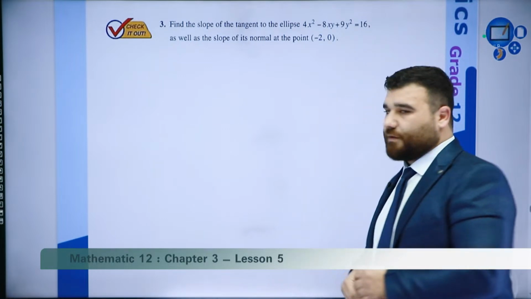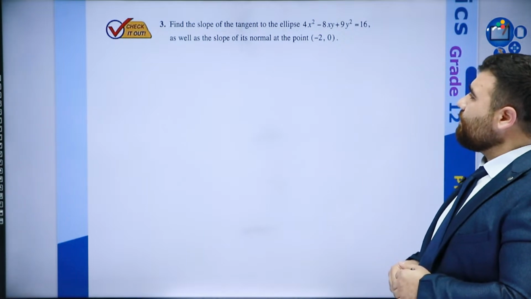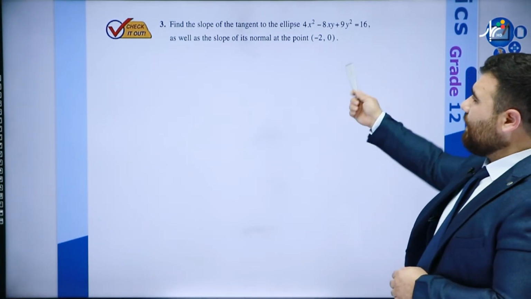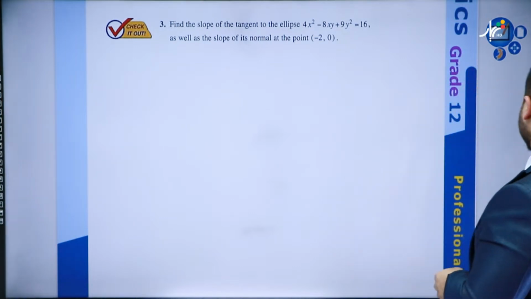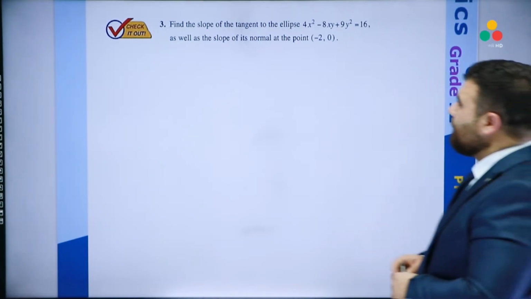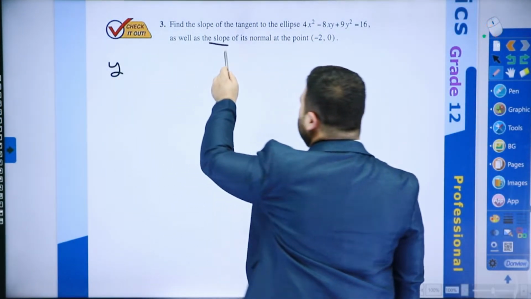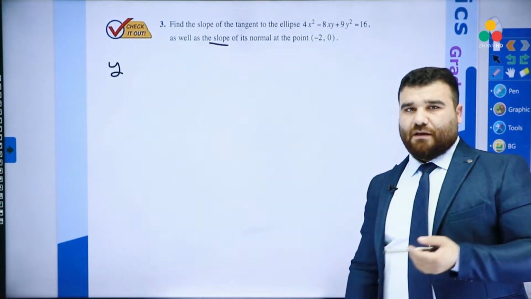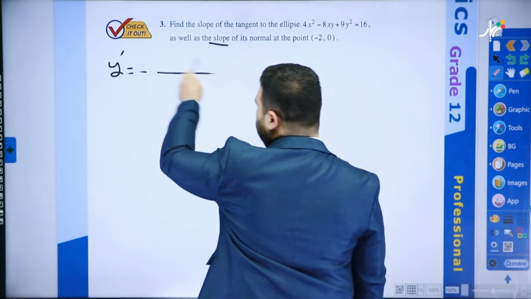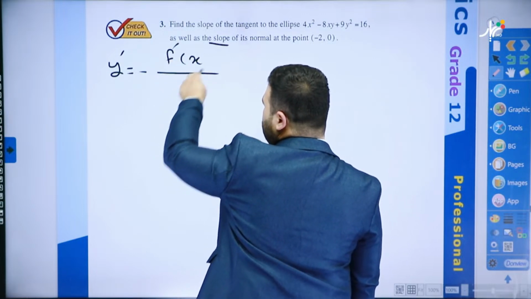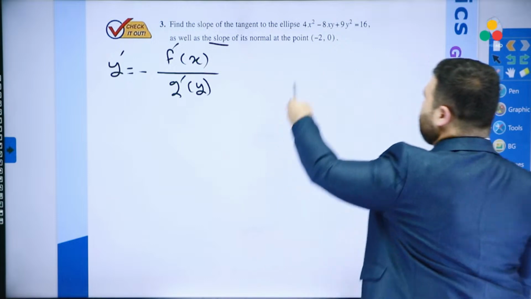This is the last example for this lesson. Example 3: find the slope of the tangent to the ellipse, and it has the same idea. This time I'm going to use the rule, and I solve this only once. Here, if I want to find the slope, it means I need to find the derivative. If I need to find the derivative, it means I need to find y prime. y prime is equal to negative f prime of x over g prime of y. Then find the derivative of this according to x.